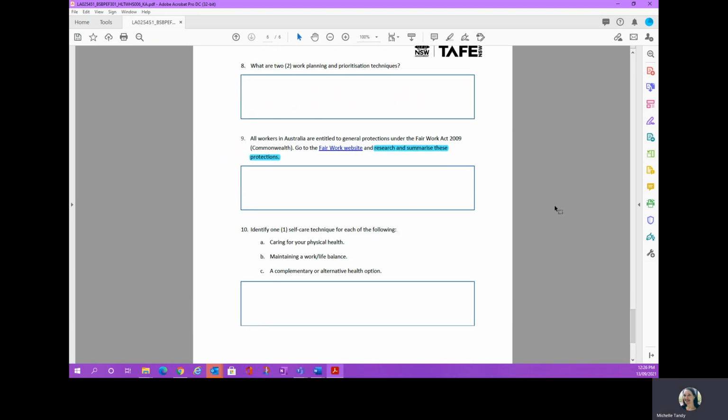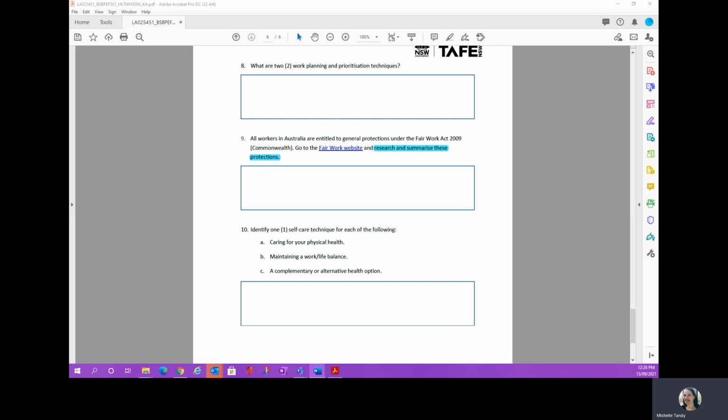Okay, question 8. What are 2 work planning and prioritisation techniques? So we want 2 different techniques or strategies or tools that you use for your work planning and prioritisation. Think about some of the technology that you might use, your time management strategies. There might be templates that you use at work. They would be considered techniques.